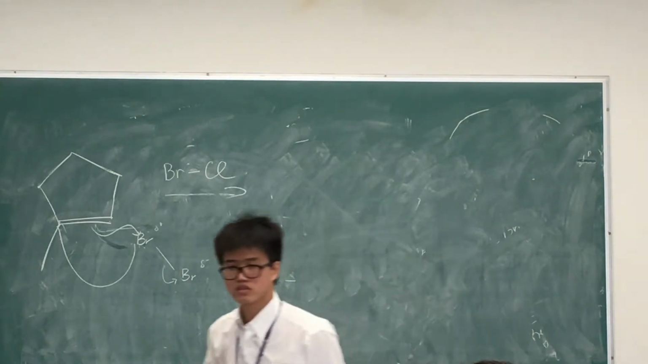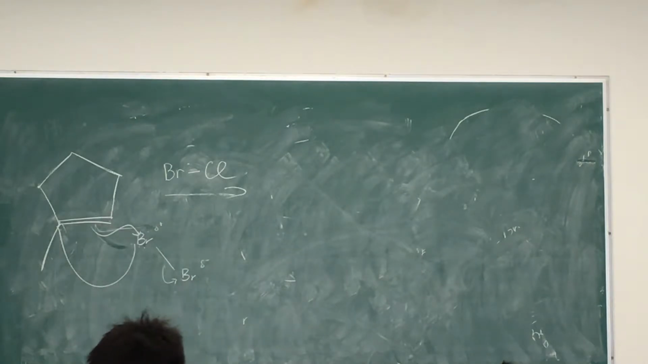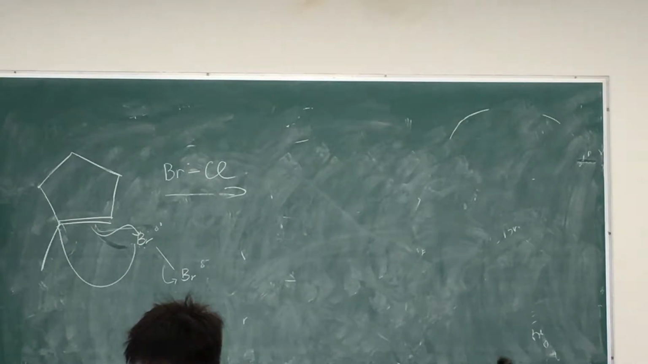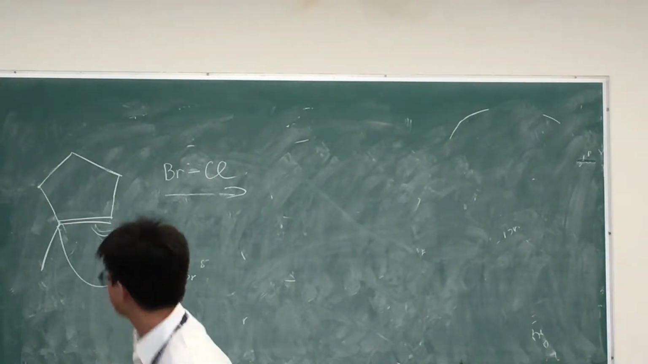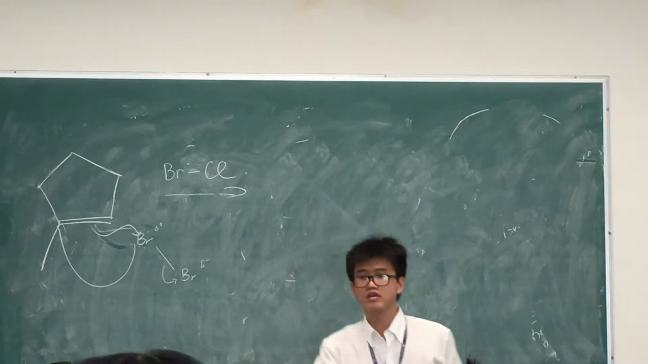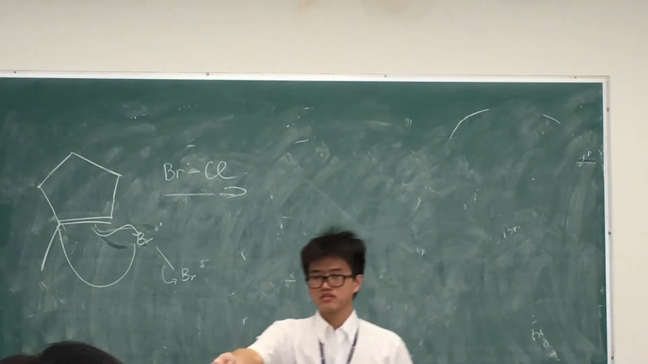For the addition, on the lecture slides, they actually gave us 4 products. Because this also has trans. They seem like the cis is more possible, but yeah, trans is also possible. Can I look at it?